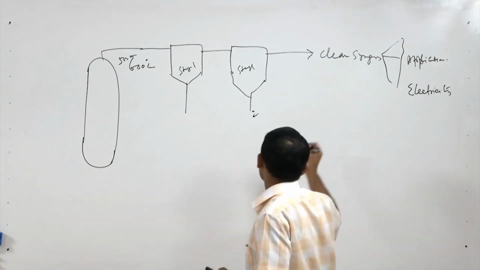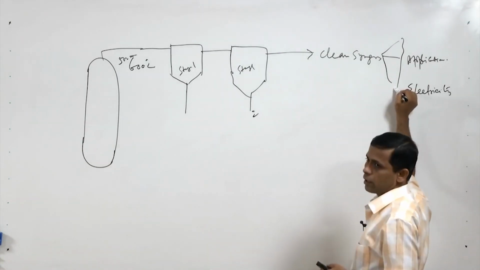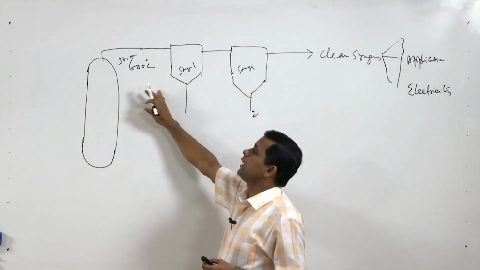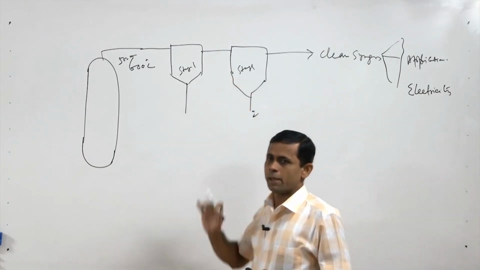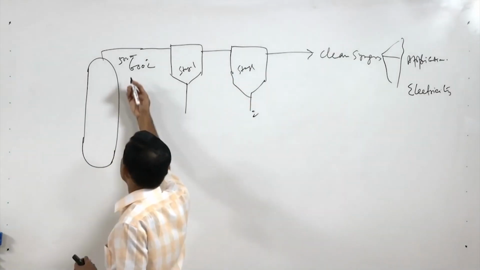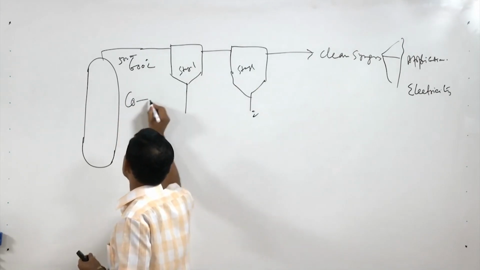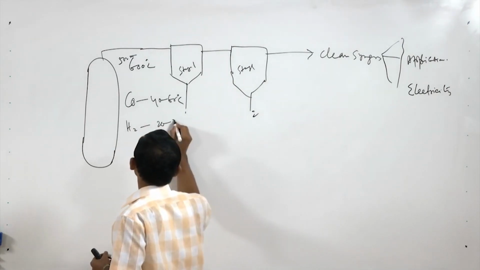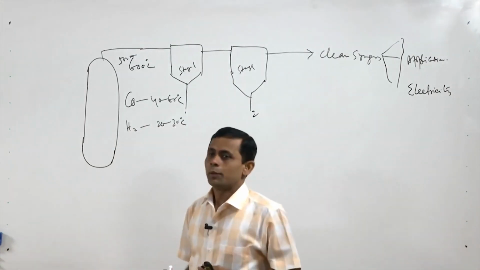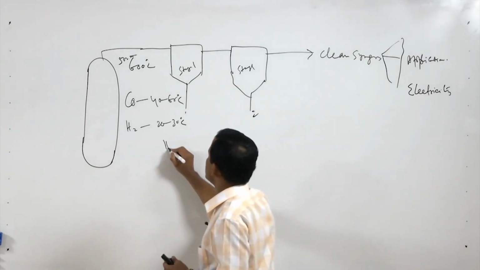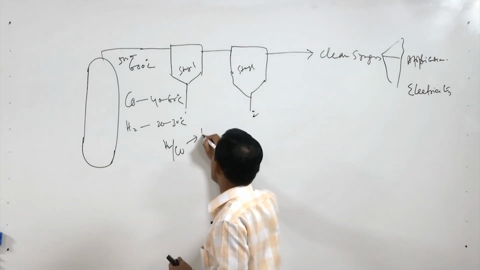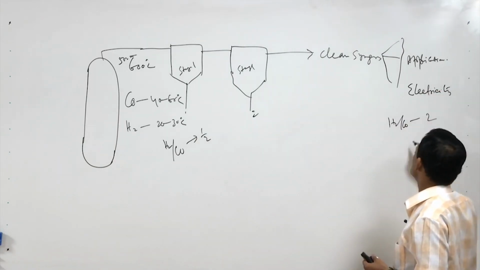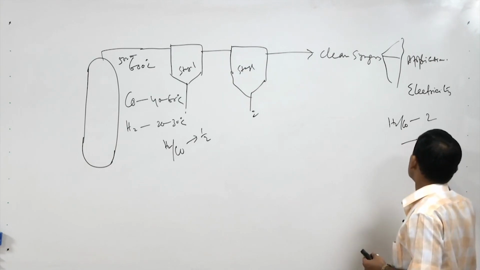So, once we discuss the utilization sections, we should concentrate first on the cooling and cleanup options. Another important point is that in the typical syngas composition CO is 40 to 60% and H2 is 20 to 30%, so the H2 by CO ratio is almost half, but we need somewhere an H2 by CO ratio of 2, or somewhere all hydrogen, complete hydrogen.